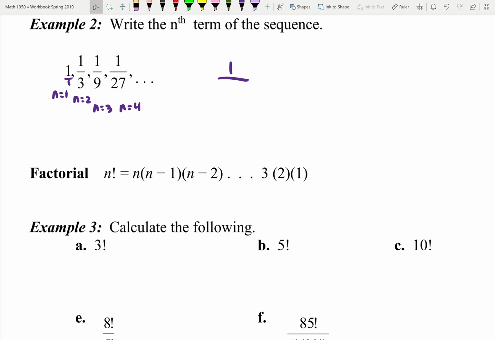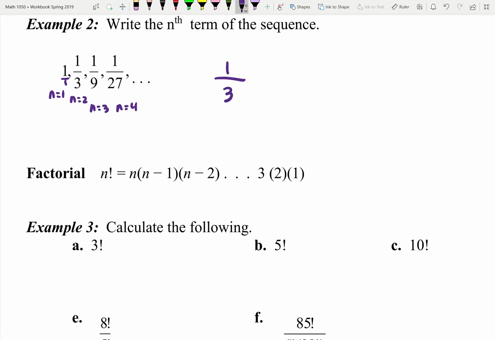Then the next one's a 3. Then the next one's a 9. And the next one's a 27. What do you notice about 3 and 9 and 27? They're all powers of 3, right? So if n is 2, you have a 3, or 3 to the first. If n is 3, you have a 9, or 3 squared. If n is 4, you have a 27, which is 3 cubed.